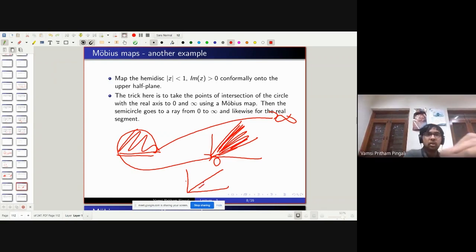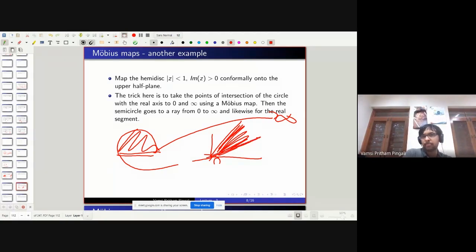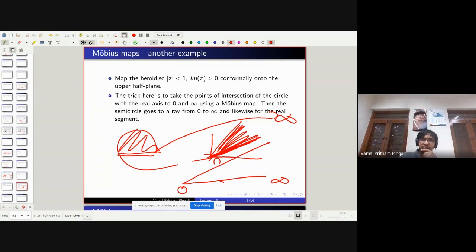So what I'd like is for this to go to, I mean, this line. I'd want this line to be a part of the real axis. So I want this to go to some point here so that this goes to some sector like this. I can just make sure that this point goes to some point here so that it goes to a sector like this with some angle.